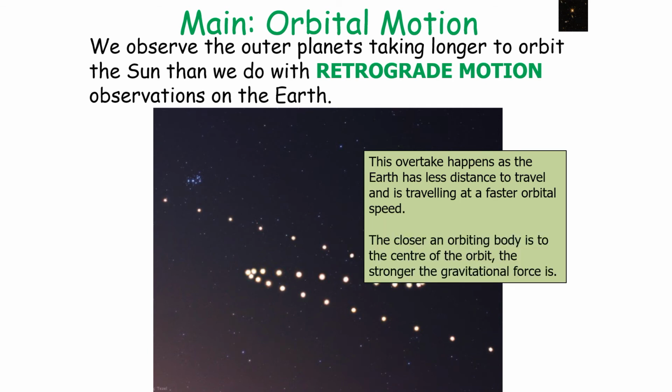Now this is an important idea. The closer an orbiting body is to the centre of the orbit, the stronger the gravitational force is, so this means the faster it travels. So you can say that when the orbital radius decreases, the orbital speed increases. So it means that the Earth, because it's closer to the Sun than Mars, has a higher orbital speed.